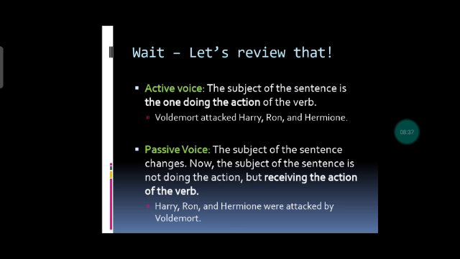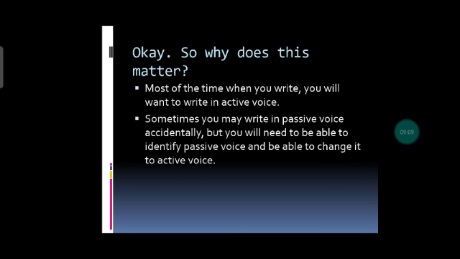But in the passive voice, the subject of the sentence changes. Now the subject of the sentence is not doing the action, but receiving the action of the verb. Harry, Ron, and Hermione were attacked by Voldemort. The beginning of the sentence, Harry, Ron, and Hermione, were being attacked. The action is being done to them. Harry, Ron, and Hermione are the recipients. So it's passive.